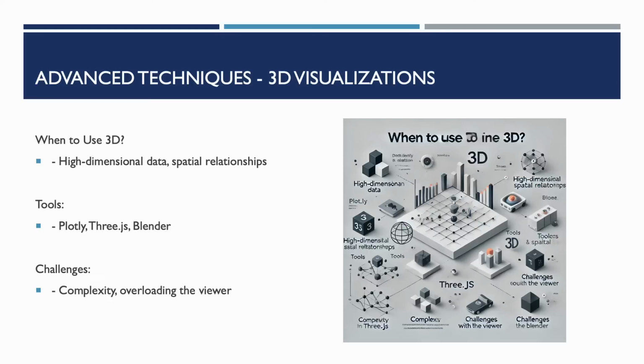For data that involves physical spaces or environments, such as geographical data, architectural models, or molecular structures, 3D visualizations provide a more realistic view. This is especially useful for industries such as urban planning, engineering, or environmental science, where the position and distance between objects are crucial. So 3D visualization is very important for those areas.